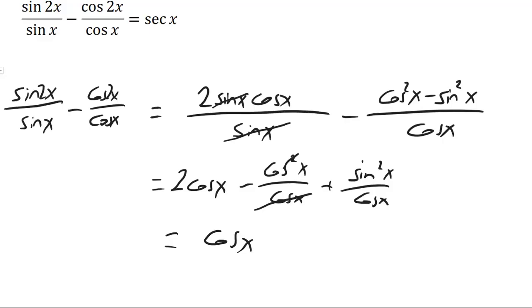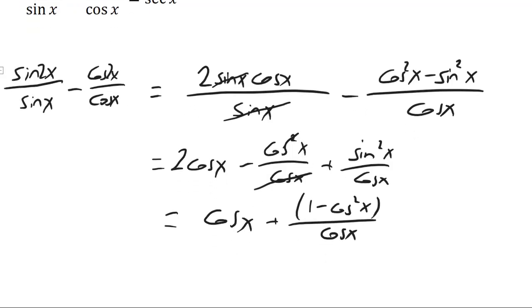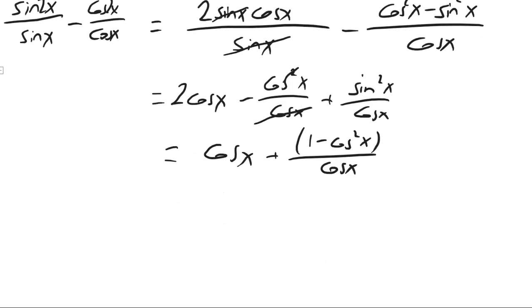And then I have, can I do anything here? Maybe let's change the sine squared in terms of cosine squared. That's 1 minus cosine squared x over cosine x. Okay? I see the light. Let's break up that fraction: plus 1 over cosine x minus cosine squared x over cosine x.